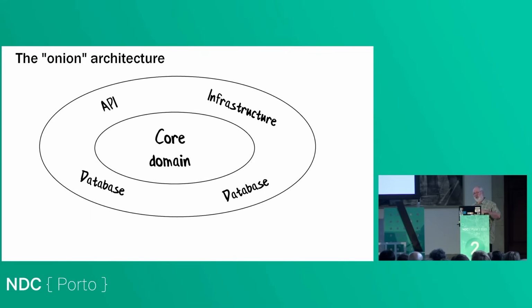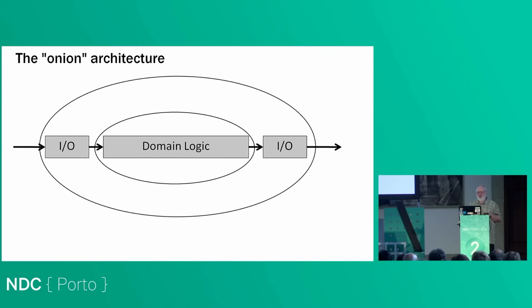In classic N-tier, the database is at the bottom, it's the core of the system. In the modern architectures, the domain is the core of the system, and everything else is on the outside, the infrastructure and any APIs that you're interacting with, the database and so on. All this is on the outside, and your core domain is in the middle. That's the most important thing, right?